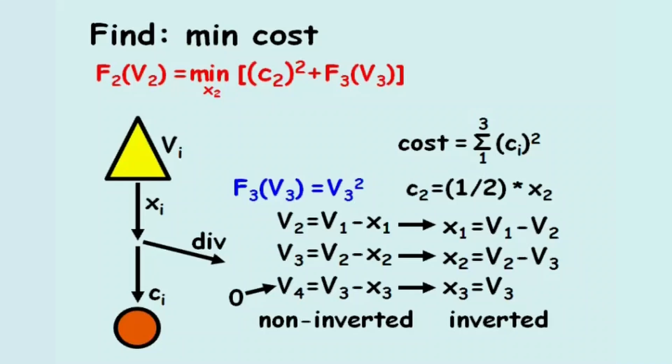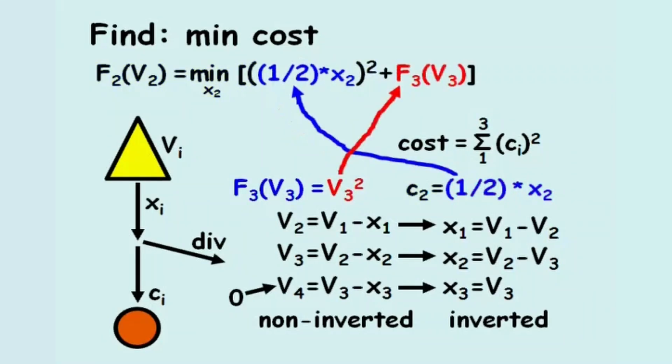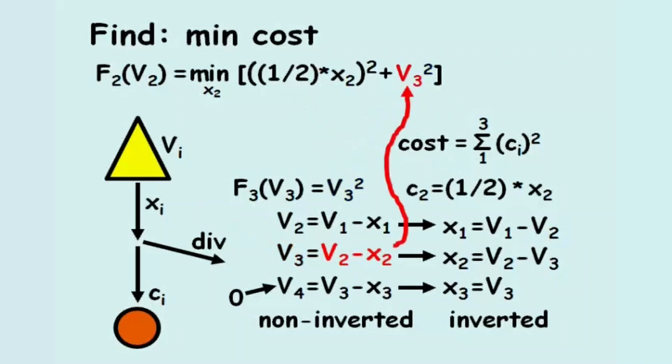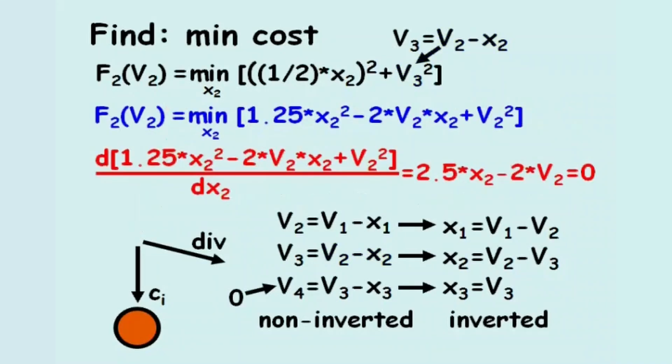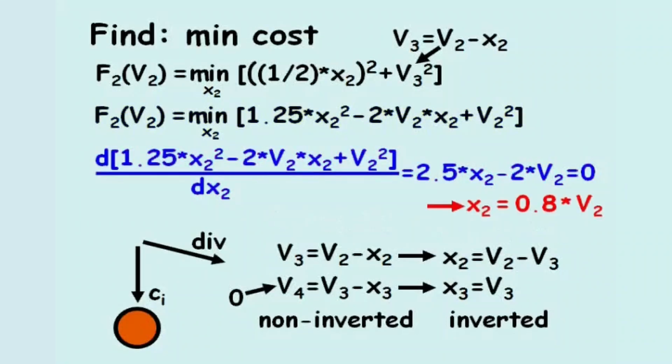For stage 2, only half the reservoir release flows to the city. Also, we can plug in the future optimal objective function, V3 squared. From our state dynamics equations, V3 equals V2 minus X2. After substituting this value and simplifying the equation, we'll next set the derivative with respect to the decision variable X2 equal to 0 and calculate X2 equals 0.8 times V2.